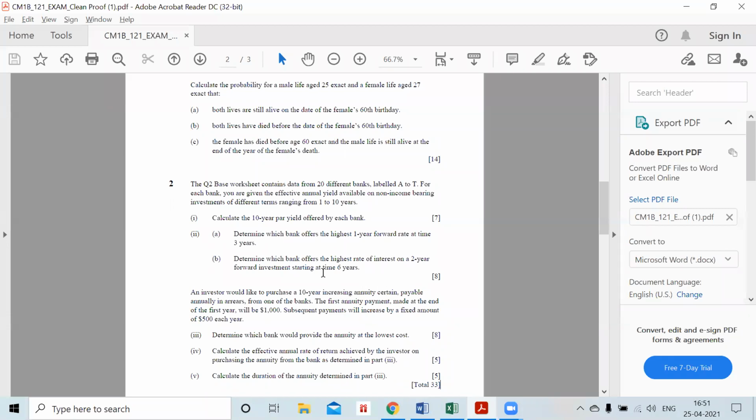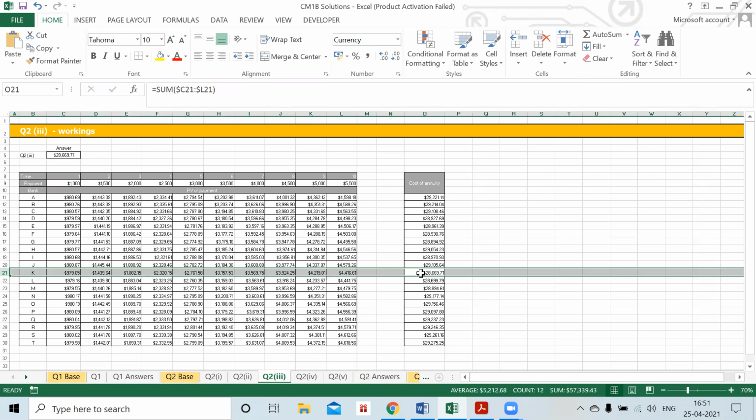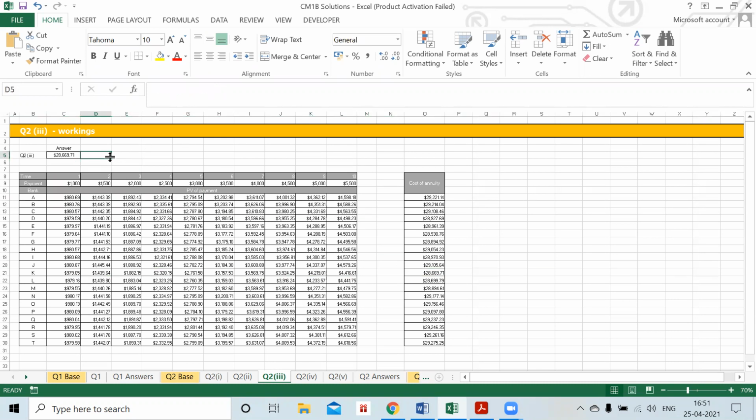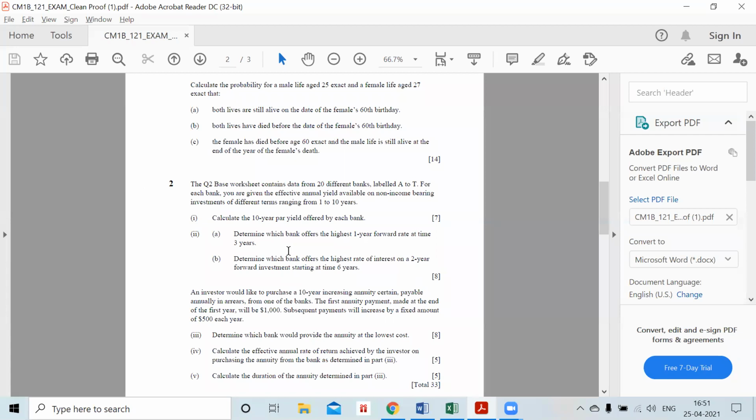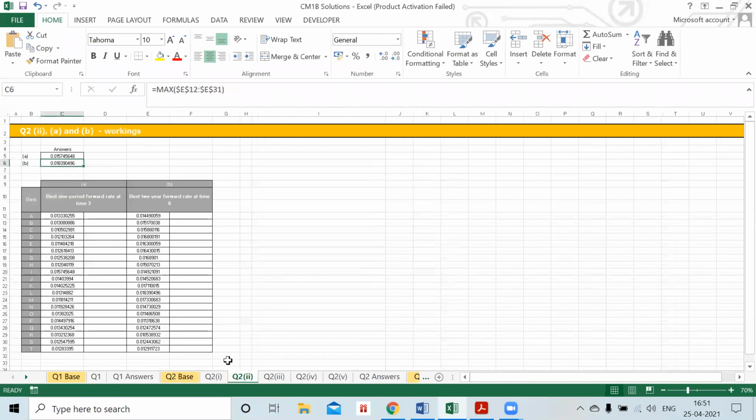Now, they have asked you to determine which bank would provide the annuity at the lowest cost. So if you see 28669.71, this is the bank, which is bank K, that would provide it. So you have to write that bank K would provide the annuity at the lowest cost. Similarly, for which bank offers the highest 1-year and 2-year forward rates, here also you have to mention in part 2 which bank is providing the minimum and maximum.